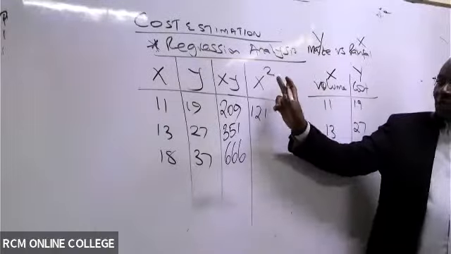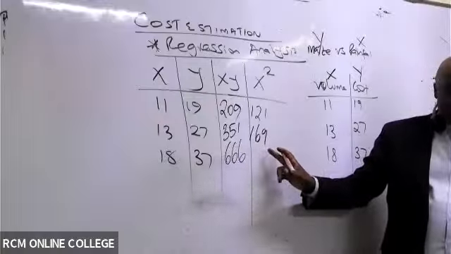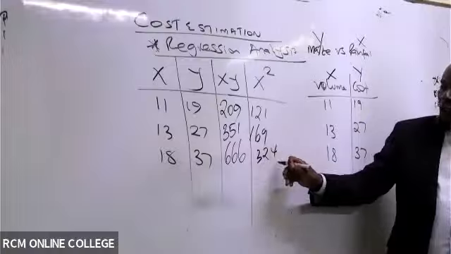13 squared gives me 169. And then 18 squared gives me 324. 324.